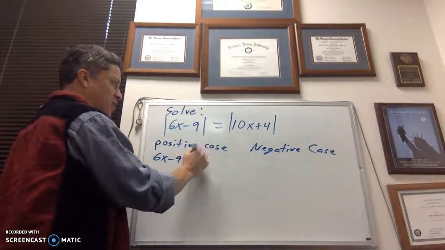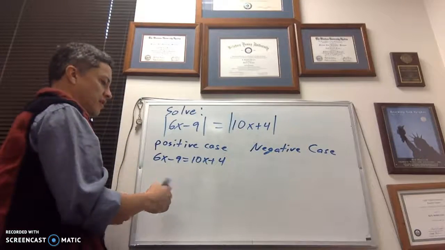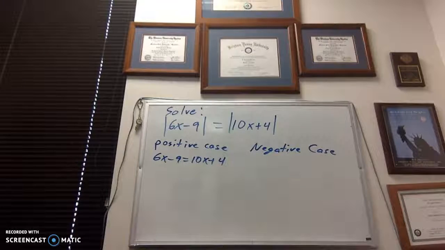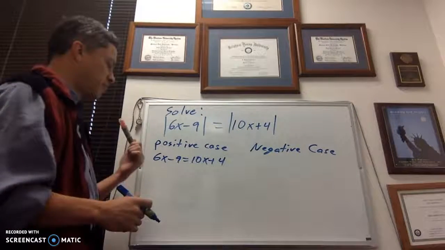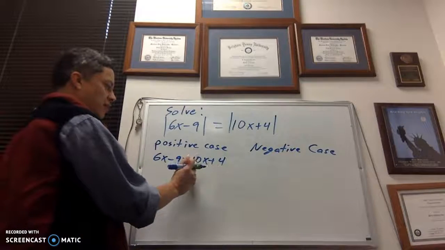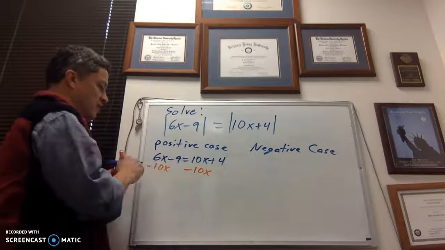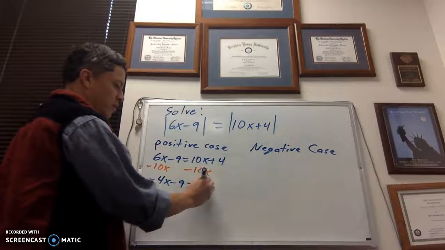6x minus 9 equals 10x plus 4. And then you just solve that. Some people like to keep their variables on the left. Some people like to work with positive leading coefficients. I'm going to go ahead and put my variable on the left. So I'm going to subtract both sides by 10x. That'll give me a negative 4x minus 9 equals 4.